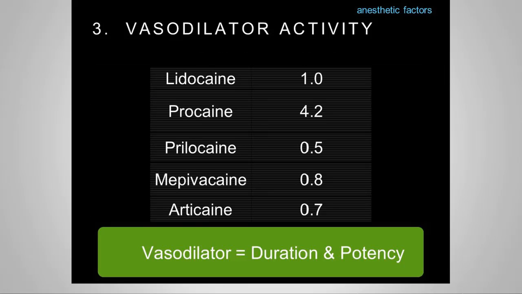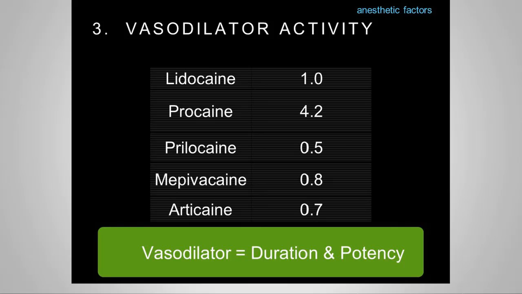Next, we look at a vasodilator activity factor, and this is really important because vasodilation refers to the duration or time that the local anesthetic remains at the neural sheath and performs its duties. Vasodilation is also in direct correlation to the potency of an anesthetic. So obviously a stronger formulation will be more potent and will have more possible vasodilation. Then that's going to reduce the desired anesthetic effect.